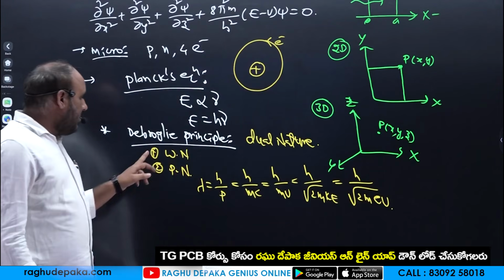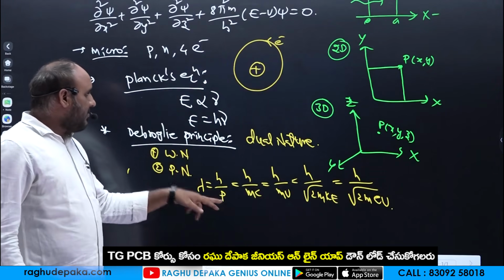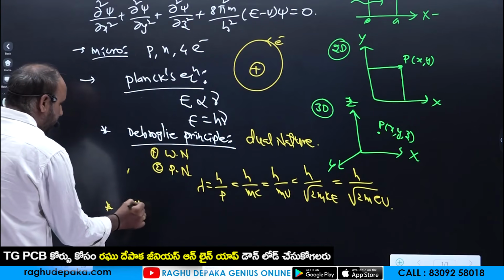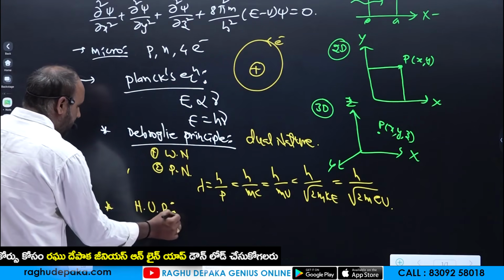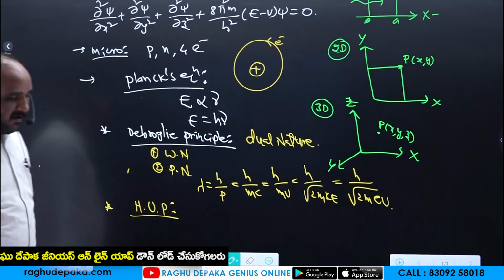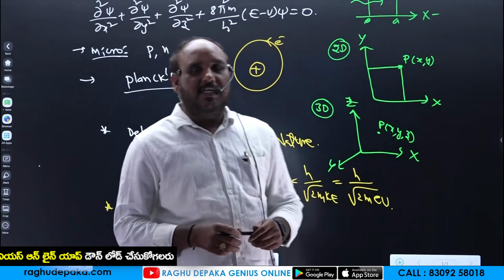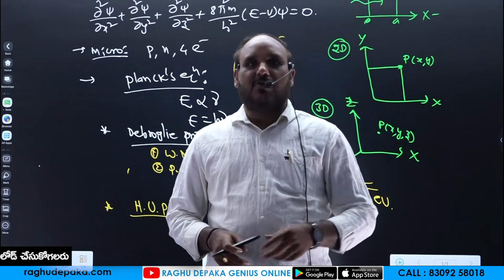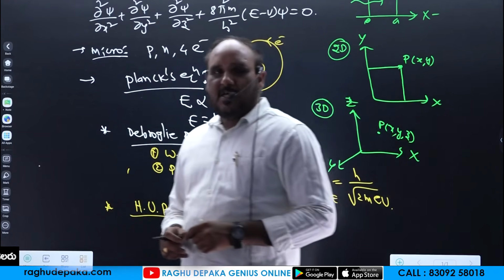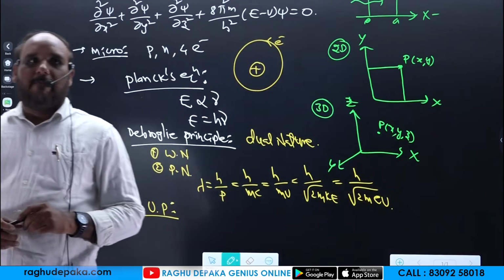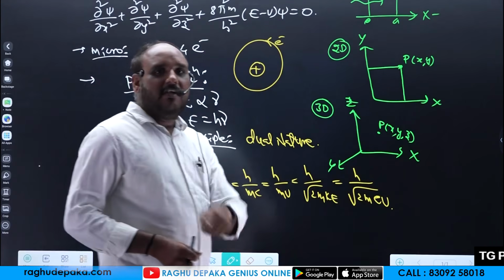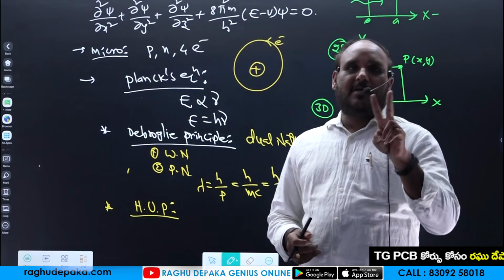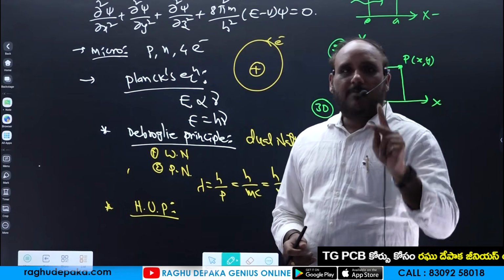So based on this dual nature, de Broglie gave this equation, Planck gave this equation, and one more principle will be there, that is the Heisenberg uncertainty principle. What is meant by the Heisenberg uncertainty principle? Whenever a particle revolving around the nucleus possesses dual nature, then what about the position of the particle, and what is the momentum of the particle when it is revolving around the nucleus? That explains two parameters: one is the position and the other one is the momentum.